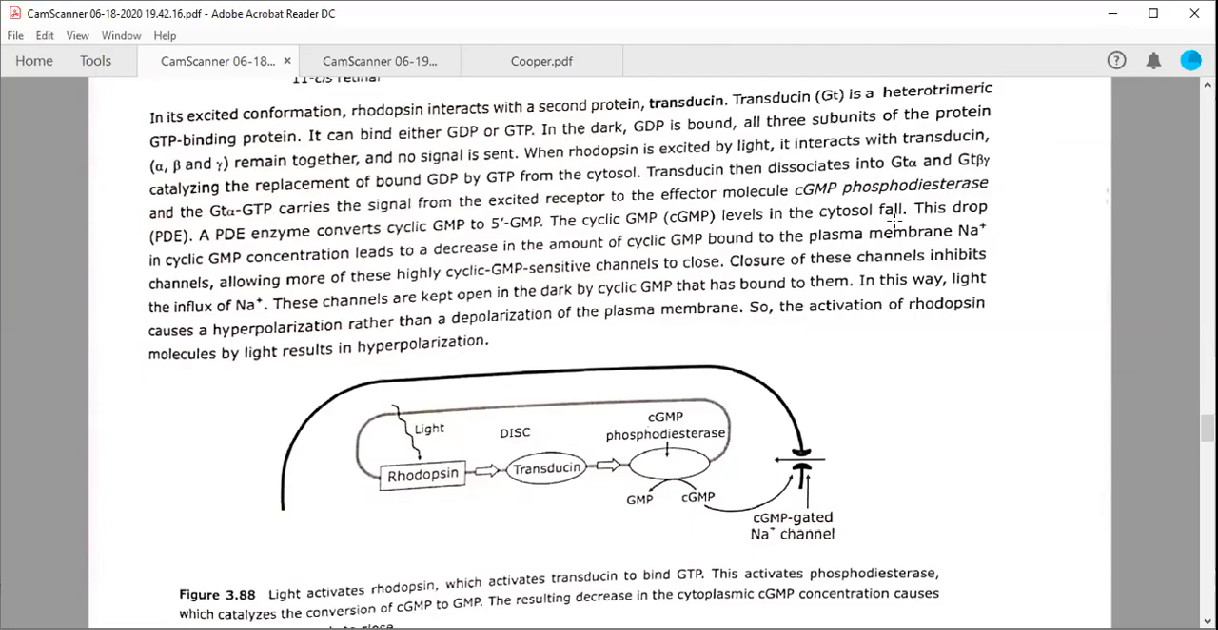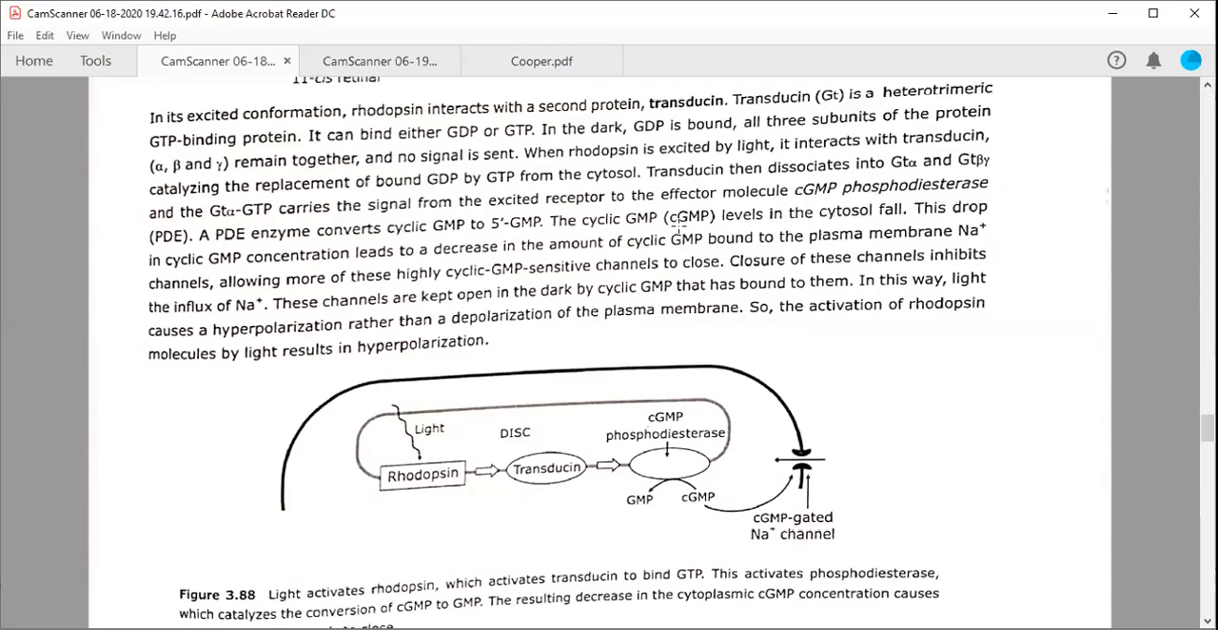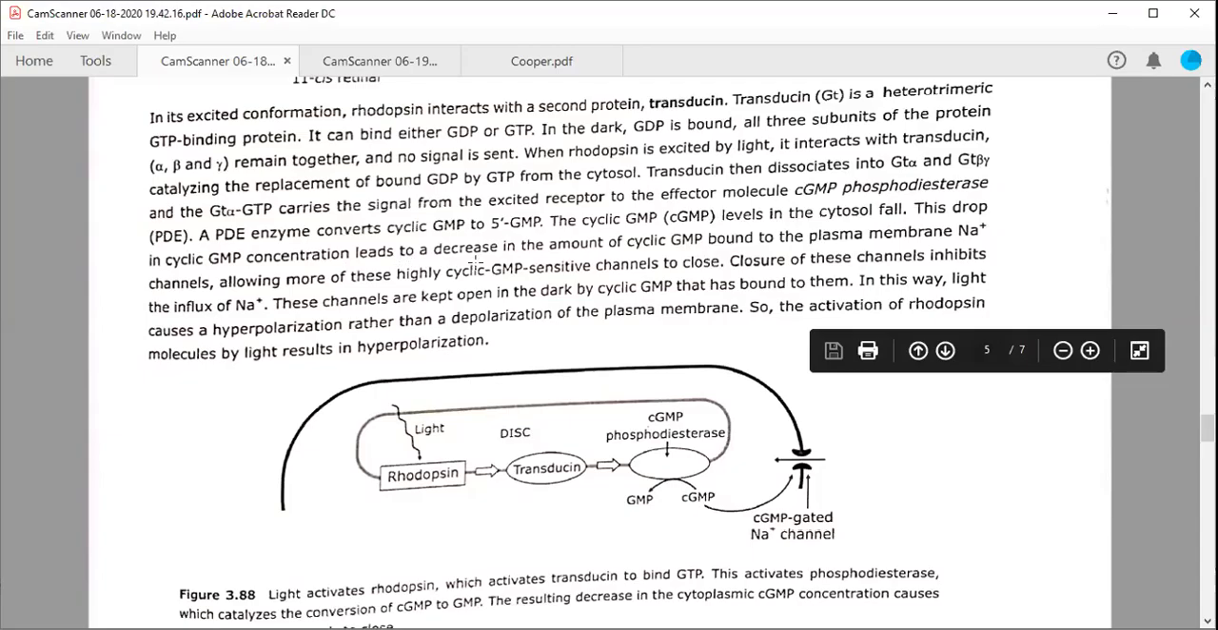So what will happen at the end? The cyclic GMP concentration in the cytosol will fall. This drop in cyclic GMP concentration leads to a decrease in the amount of cyclic GMP bound to plasma membrane sodium ion channels, allowing more of these cyclic GMP sensitive channels to close. What will happen because of that? These channels will close, and after they close, no sodium ions will come inside. So closure of these channels inhibits the influx of sodium ions.